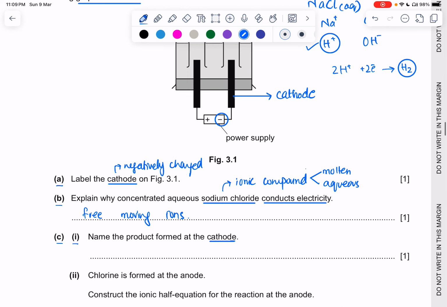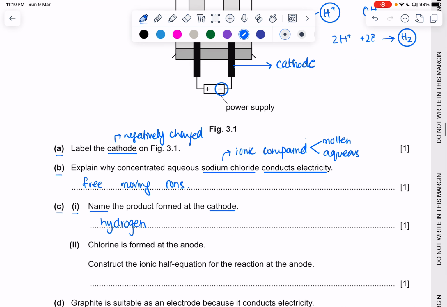And if you see here, the examiner uses the term name. So we have to write a name, not the formula. If any one of you writes the formula, it will not be accepted. So be careful.